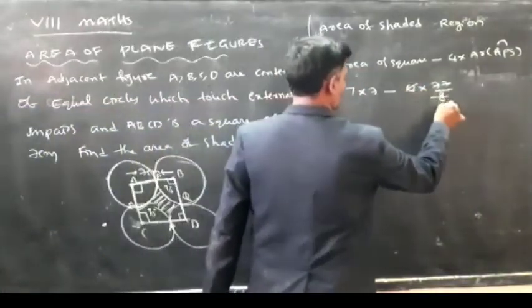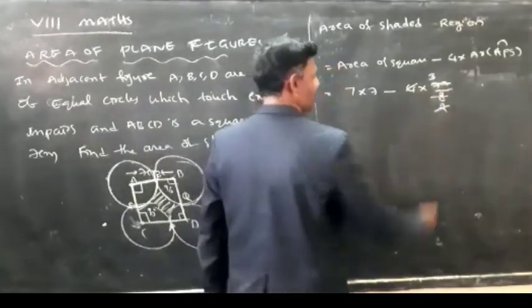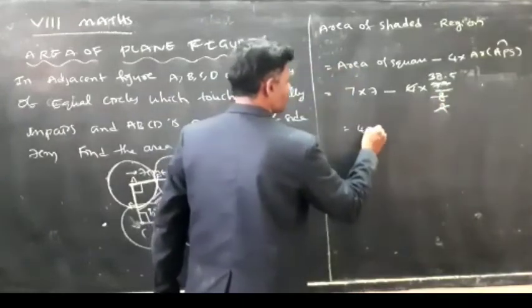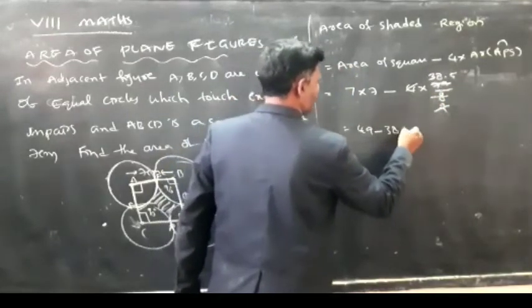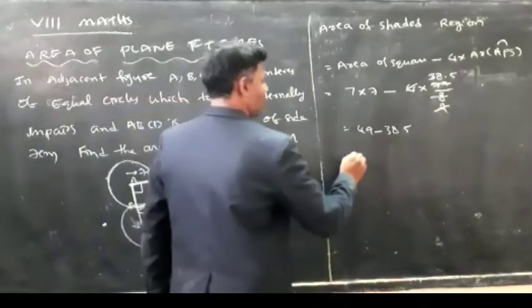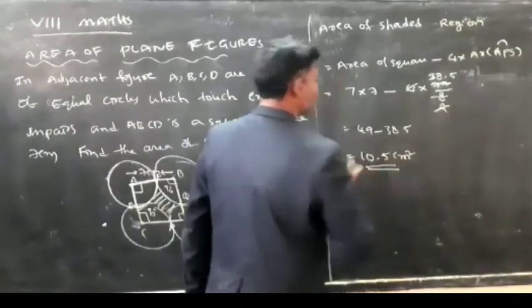4 ones are 4, 4 twos are 8. Next, 2 threes are 6, 1 remaining. 2 eights are 16, 2 fives are 10. It is equal to 49 minus 38.5. So what is the answer finally? Area of the shaded region is equal to 10.5 centimeters square.